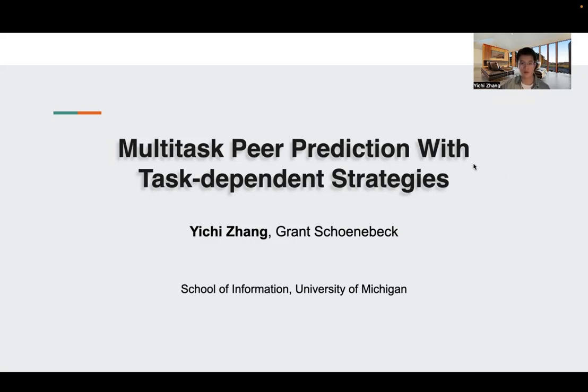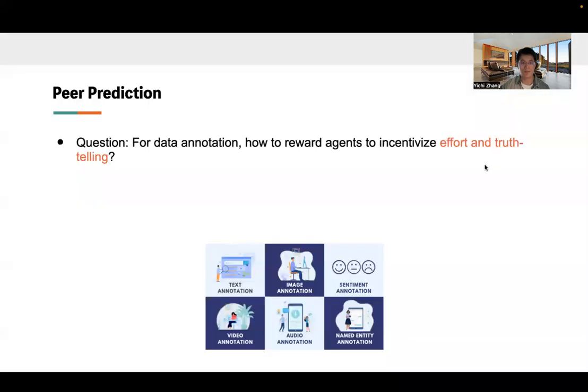Here, I'm going to briefly summarize our paper on multitask peer prediction with task-dependent strategies. Consider the data annotation example, where we are soliciting labels from agents. Here, the question is how to reward agents to incentivize effort and truth-telling given their reports.